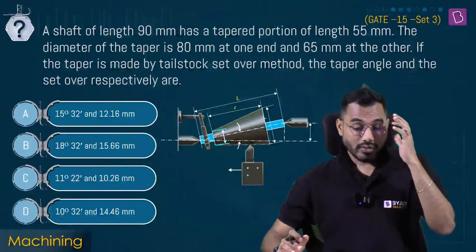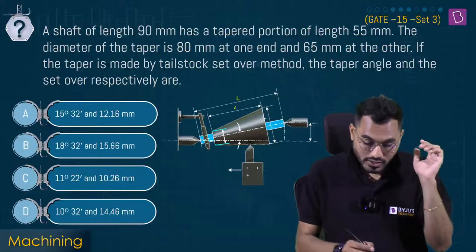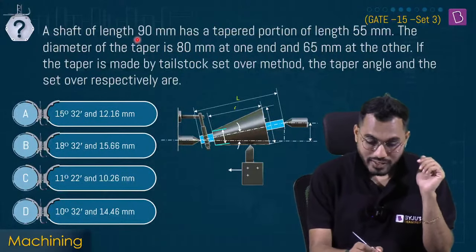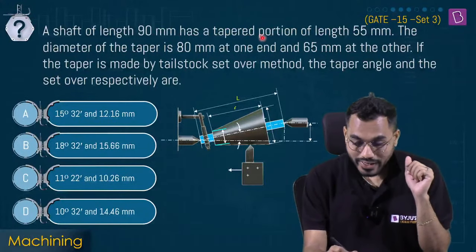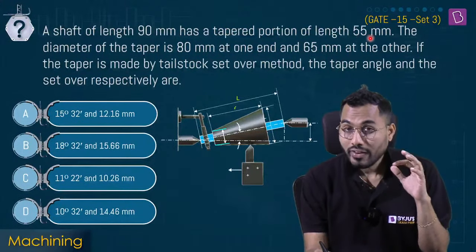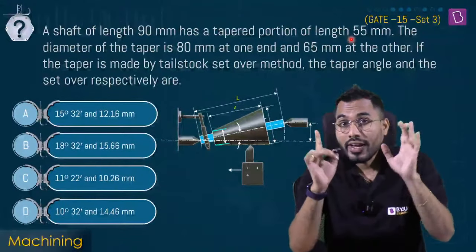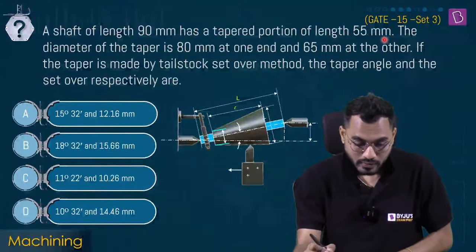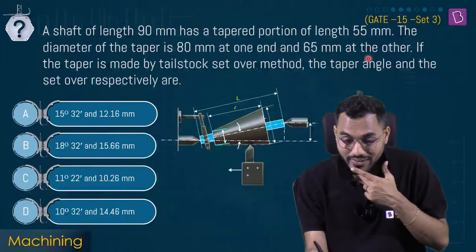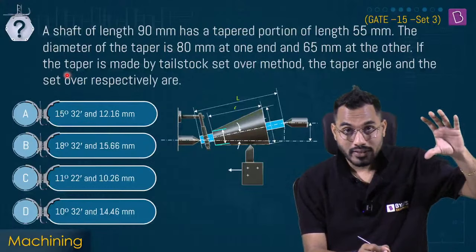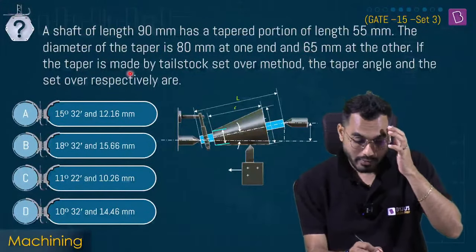Next question. These are all collected from the lathe machining problems. A shaft of length 90 mm has a tapered portion of length 55 mm. So the shaft is 90 mm, but out of that only 55 mm has a tapered length. The diameter of the taper is 80 mm at one end and 65 mm at the other end.